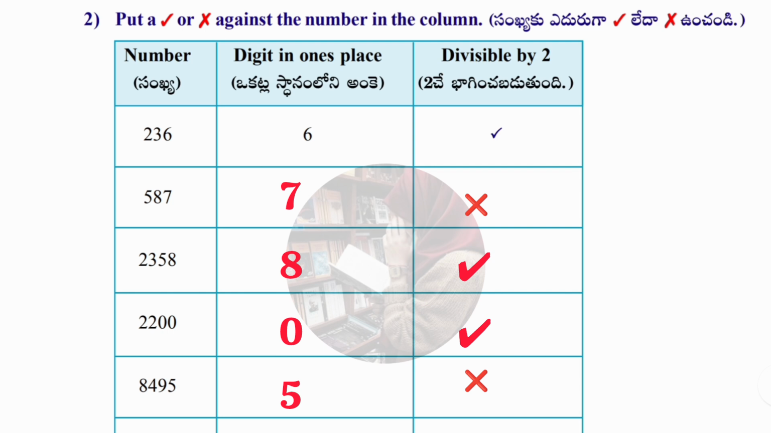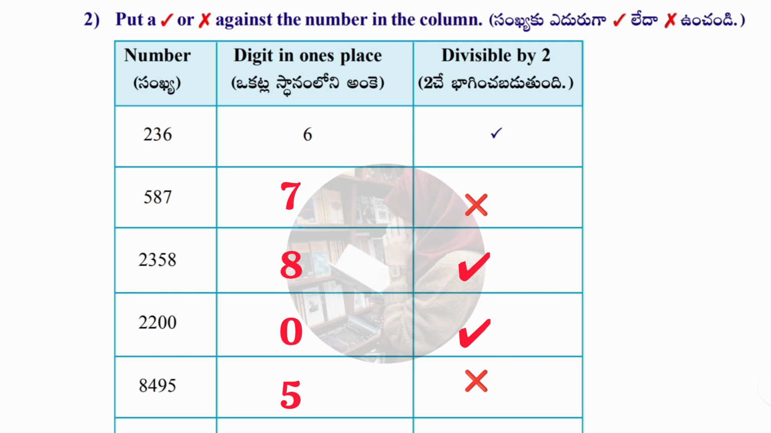Okay, the third number is 2358. The last digit is 8, which is in ones place. So write down 8. As 8 is an even number, it is divisible by 2. Put a tick mark. Next 2200. The last digit is 0, which is in ones place. So write down 0. As 0 is in the last digit, the ones place, we know the divisibility rule of 2, which is that the last digit should be an even number or else 0. Here 0 is there, so it is definitely divisible by 2. So put a tick mark.